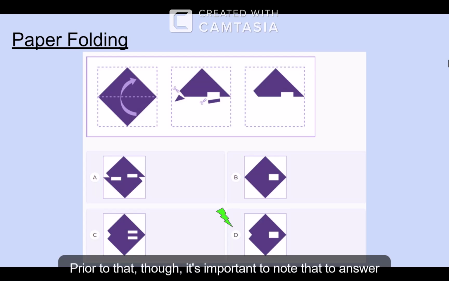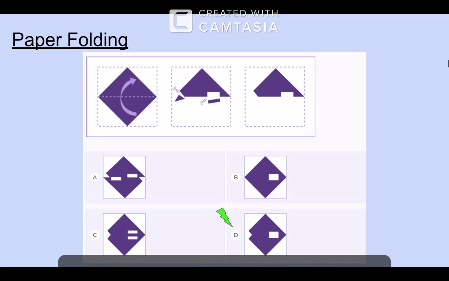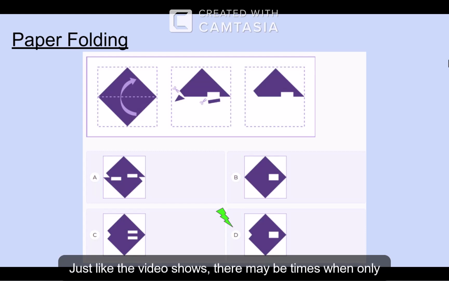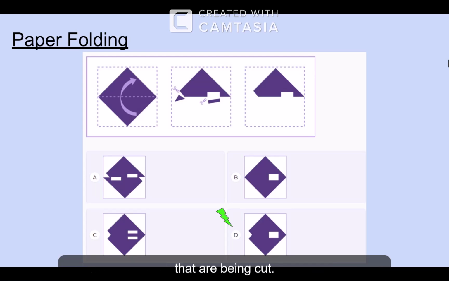Prior to that, though, it's important to note that to answer the questions in this test, first look at the pictures that show how the piece of paper is folded and changed. Then decide how the paper will look when it is unfolded. Just like the video shows, there may be times when only a section of the paper is folded down versus the full page. Just remember to consider the amount of layers of paper that are being cut.